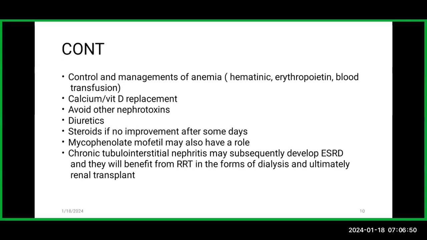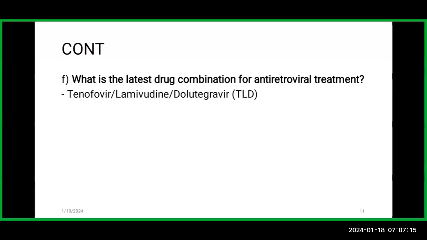And steroid can be used if after some days of conservative management, there is no improvement. MMF is also indicated. It has a role in this patient because of the chronicity of the condition. Chronic tubular interstitial nephritis may subsequently develop end-stage renal disease, and the patient may benefit from renal replacement therapy in the form of dialysis, and ultimately she may benefit from renal transplant, depending on the complications she has.